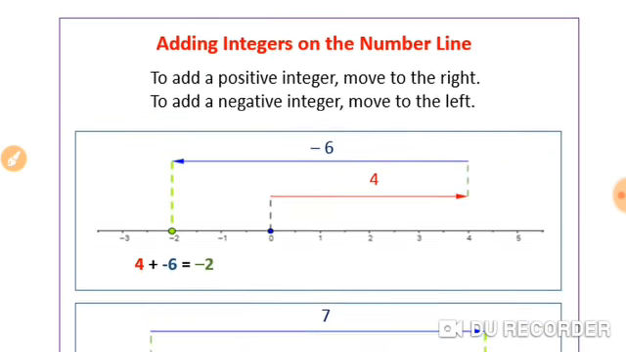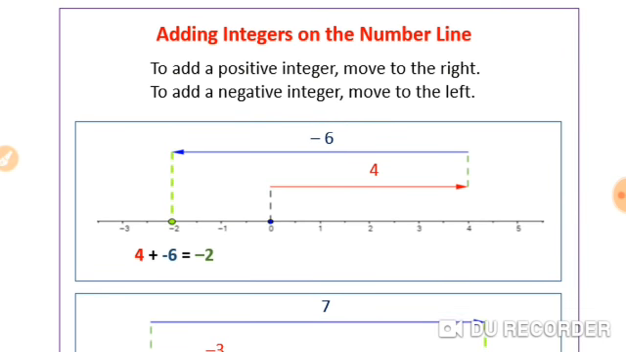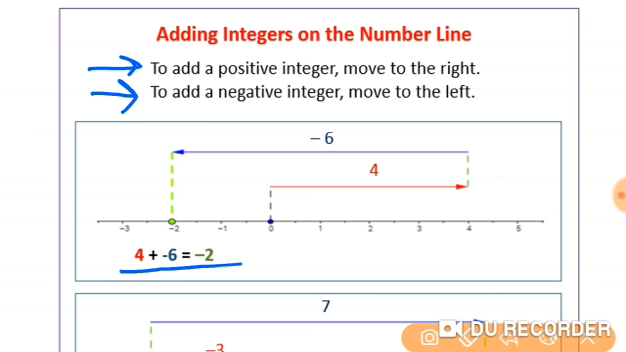Now, adding integers on the number line. How do we add integers on a number line? Remember, to add a positive integer, we move to the right, and to add a negative integer, we move to the left. Let us see how. For example, we have 4 plus minus 6. As we can solve it with the rule of integers, 4 plus minus 6 will be equal to minus 2.